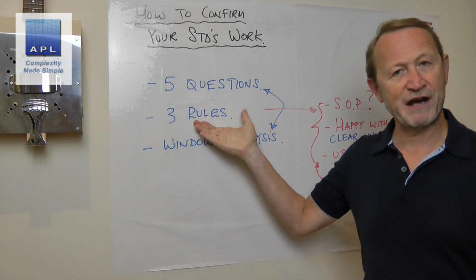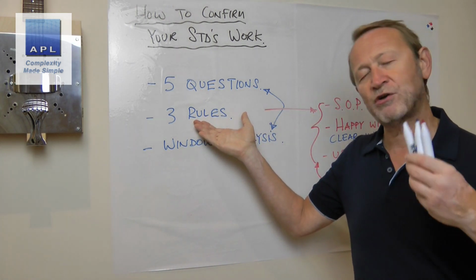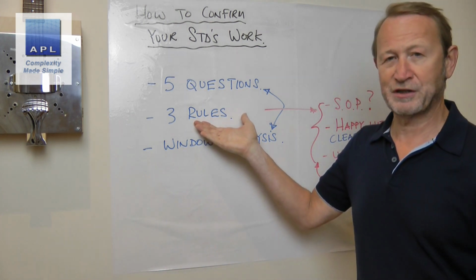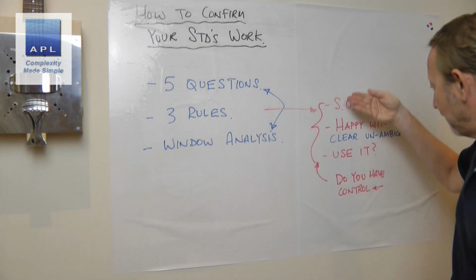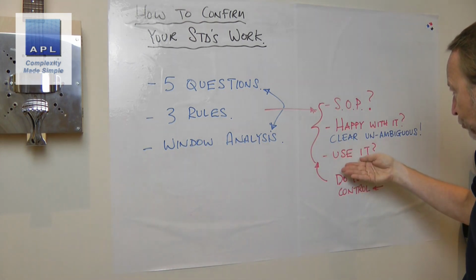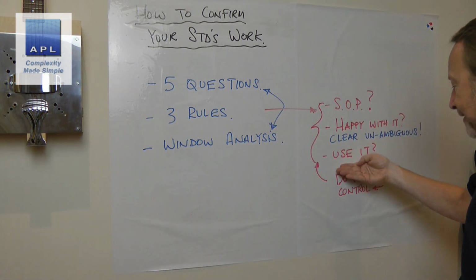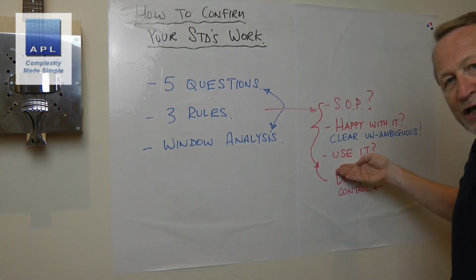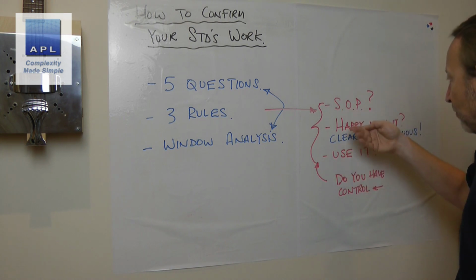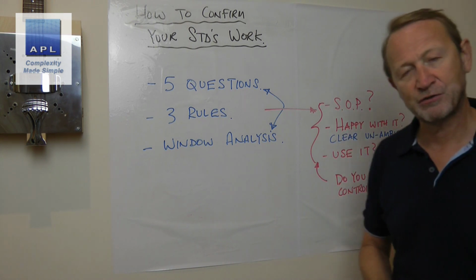Now, usually this is an after the fact assessment. We're looking at a process that's already producing defects, it's producing problems, and then what we go in and do is use those 3 rules to diagnose where your weaknesses are. Do you have a standard operating procedure? Are you happy with it? And do you use it?